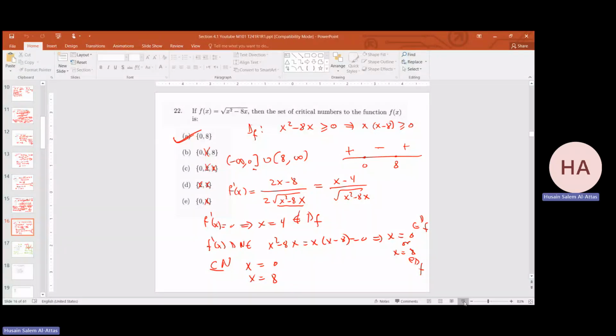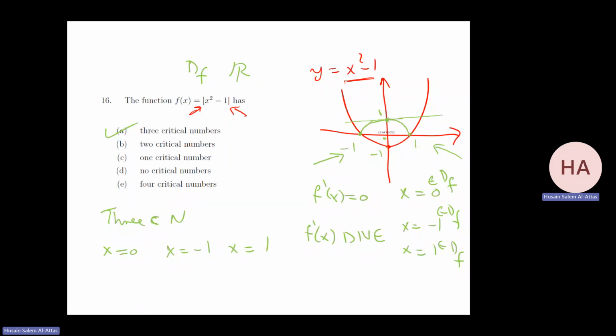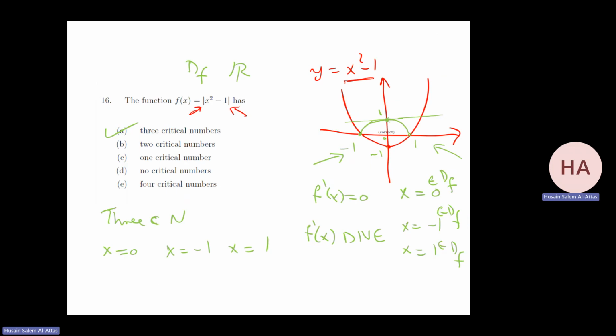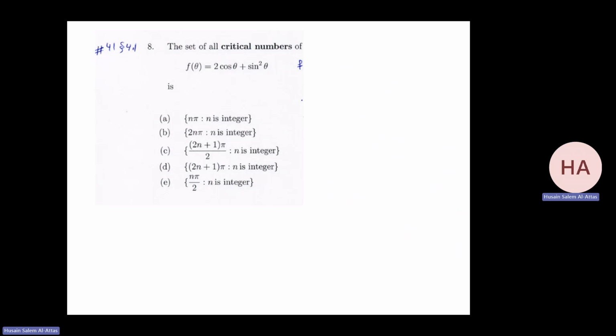Bismillah ar-Rahman ar-Rahim. We'll continue doing these problems for 4.1. We were doing just critical numbers. We did that, it was the last one we did. Now let me go to the next one: the set of all critical numbers of this function.